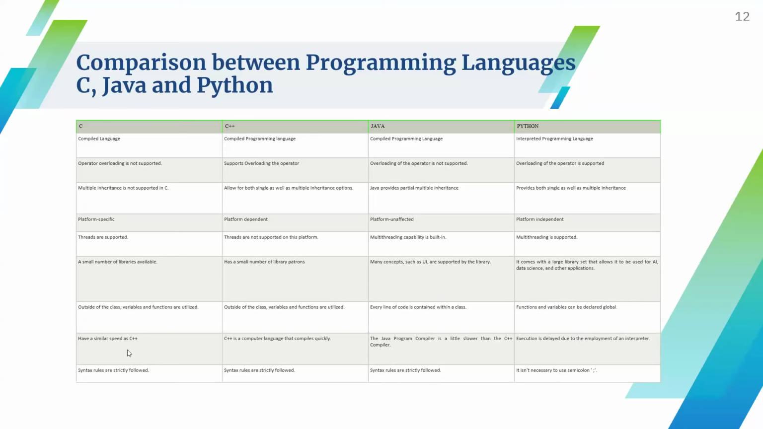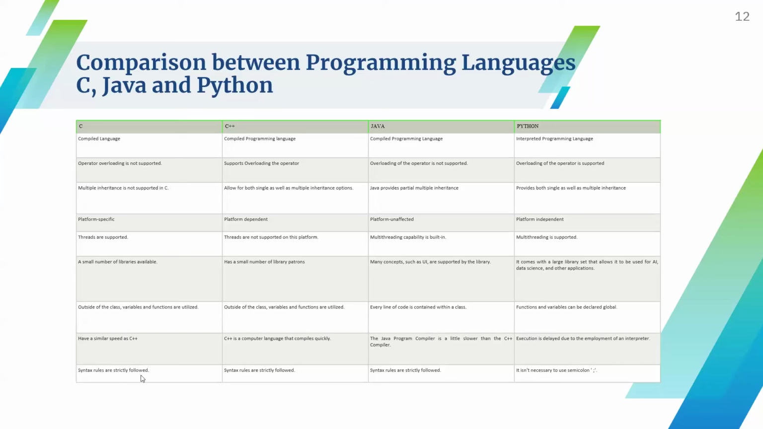C has a similar speed to C++, and C++ is a language that compiles quickly, whereas the Java compiler is a little slower. To make it faster, we use a just-in-time compiler. Coming to Python, execution is delayed due to the employment of the interpreter. The execution is delayed because of the interpreter.